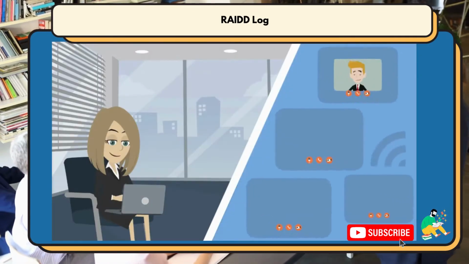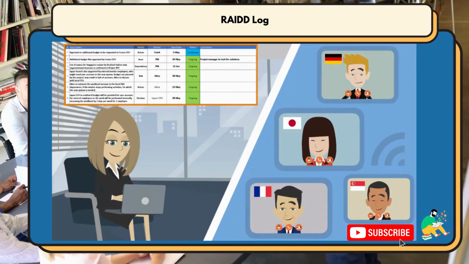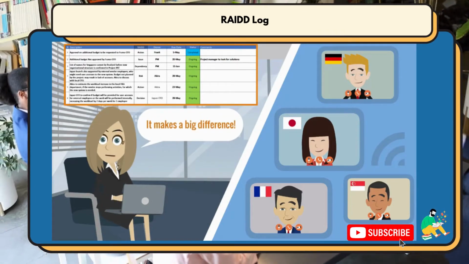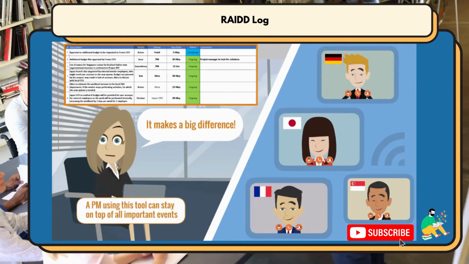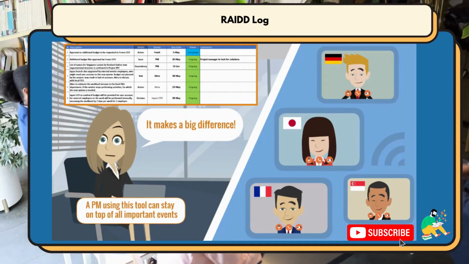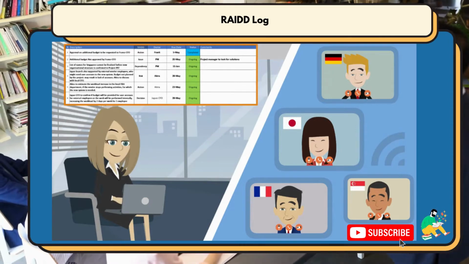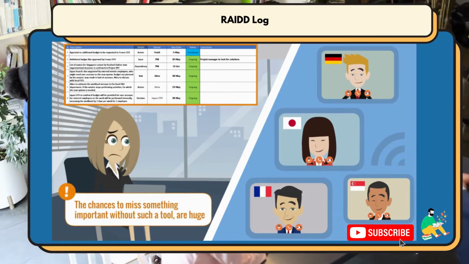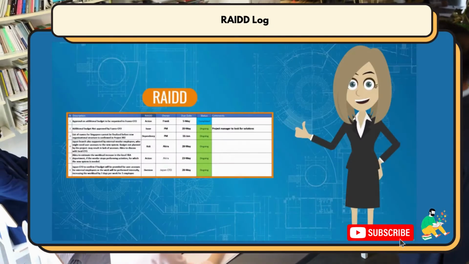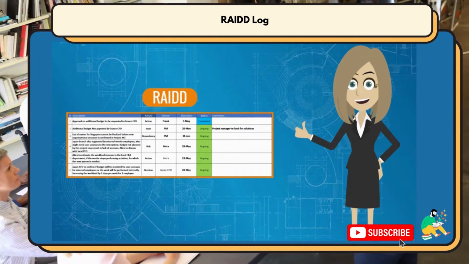Can you now imagine what a difference it makes when a project manager uses a nicely structured document for managing project work? Let me tell you from practice, it makes a big difference. A project manager using this tool can stay on top of all important events, monitoring and controlling effectively the work, team members, and stakeholders. On the other hand, the chances to miss something important without such a tool are huge. So, project manager, I am sure in your next project this will be one of the first documents you create.